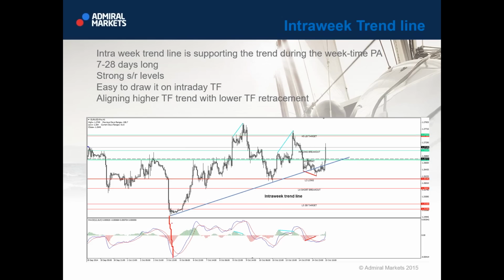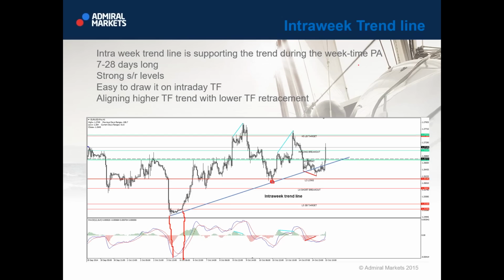3rd of October, we had a start of price action. Okay, 6th of October, the trend line can be drawn and rayed out. I will show you how to draw and how to ray the trend line. So at this point, this was intraday trend line. At this point here, the third touch, it has become intraweek trend line. So 7 to 28 days long, trend lines are intraweek trend lines.